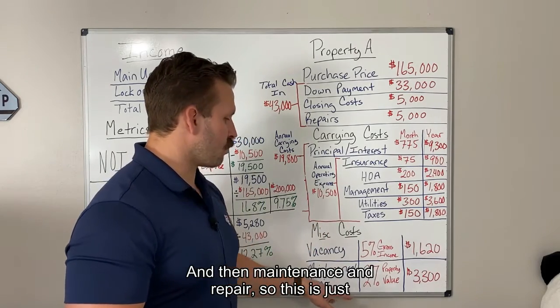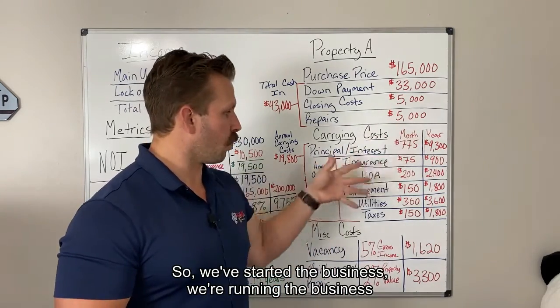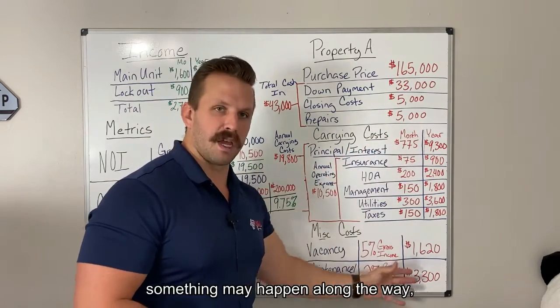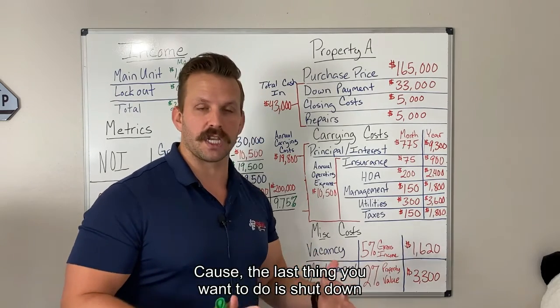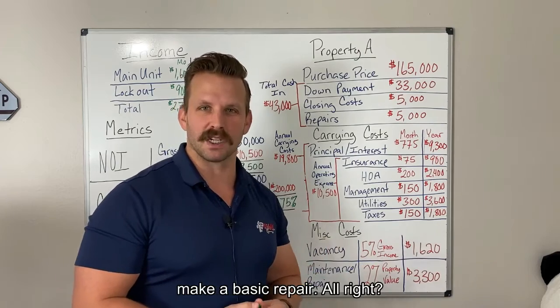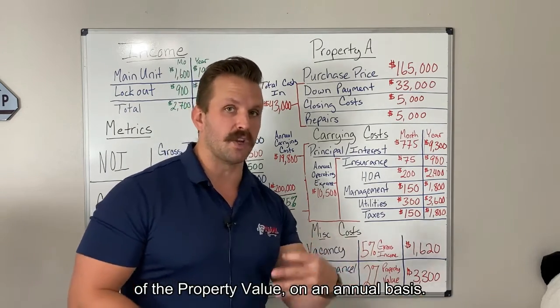And then maintenance and repair. This is just general upkeep. So we've started the business, we're running the business, something may happen along the way and you have to account for that, because the last thing you want to do is shut down your business because you can't make a basic repair. So what we've done here is 2% of the property value on an annual basis.